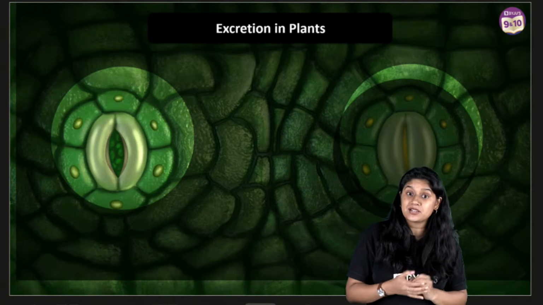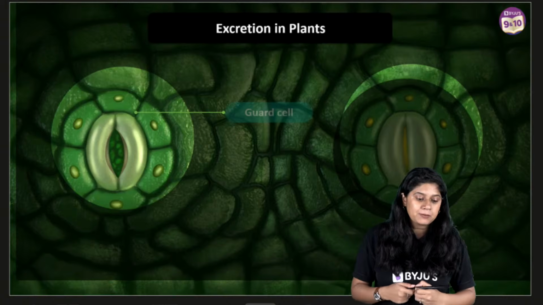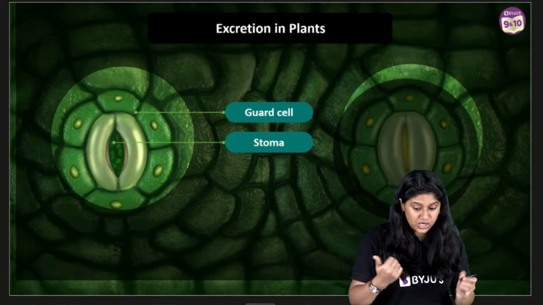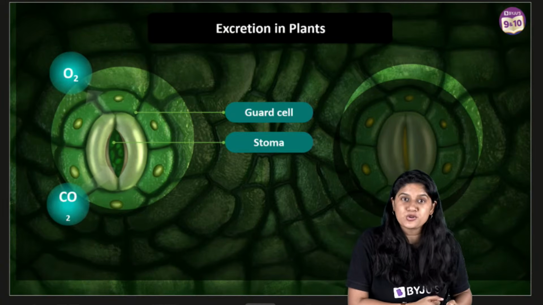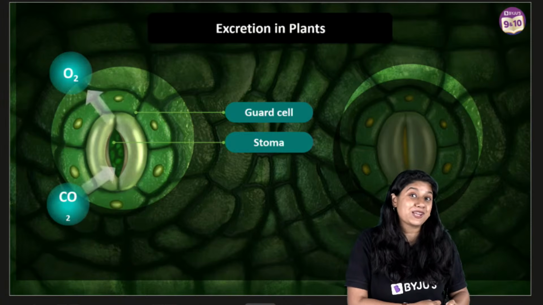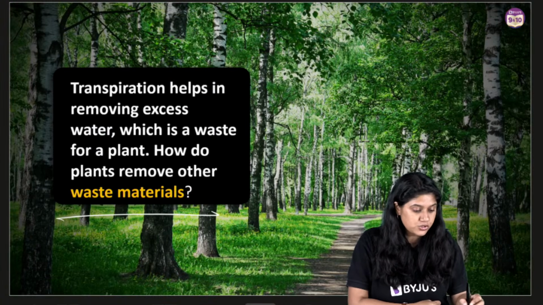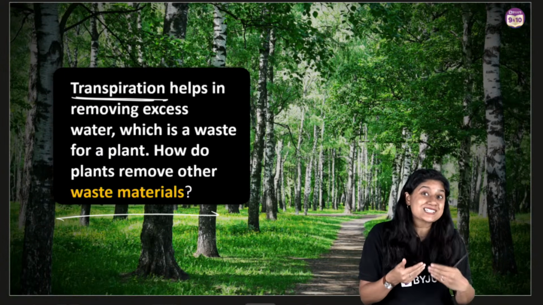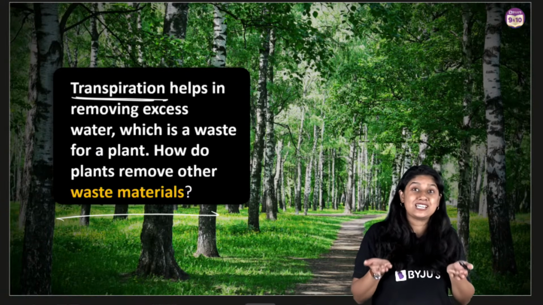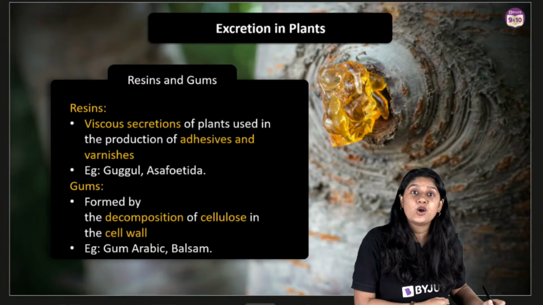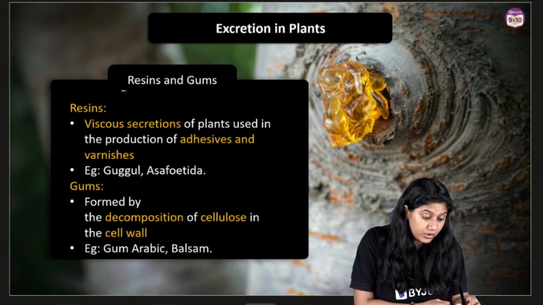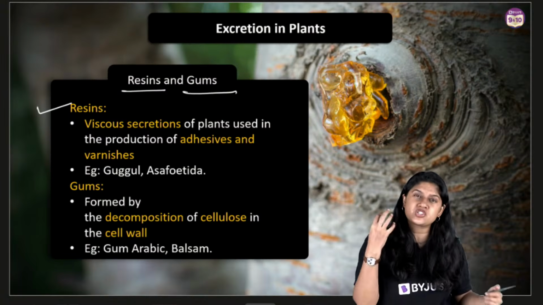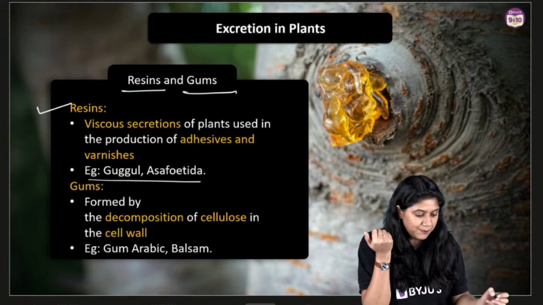Then, of course, we have stomata. We have spoken about it, right? The stomata plays a very important role in the removal of unwanted or excess gases. Of course, it helps the gaseous exchange also, so we have the exchange of CO2 and O2 over here. It plays a very important role in the transpiration process also. In transpiration, we will see that there's an excess loss of water, so it is a type of excretion only. Apart from that, we have all seen plants excreting resins and gums. I'm sure all of us would have seen the viscous secretion which comes out of the plants. We have these examples over here.